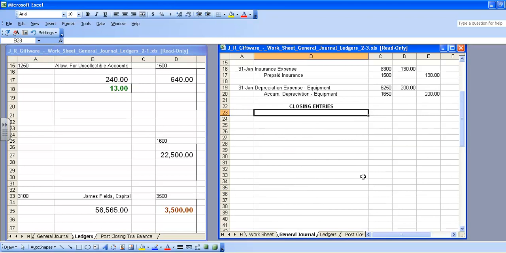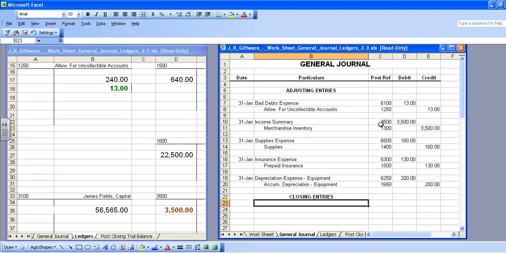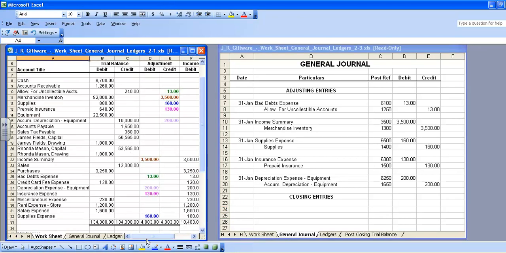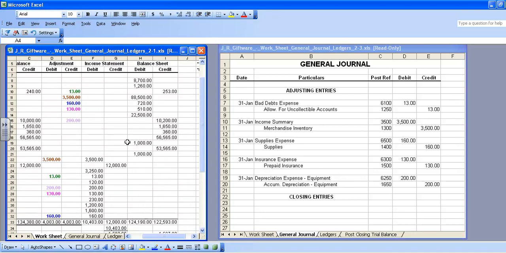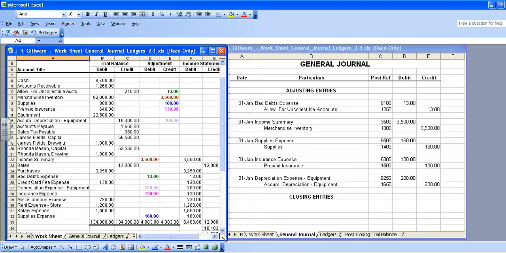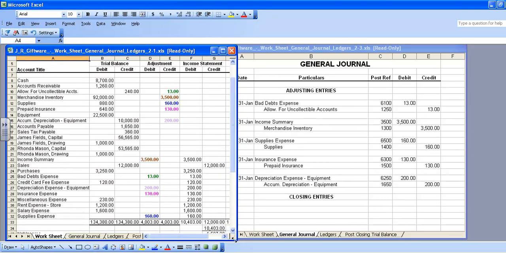Now the next step that we're going to do are the closing entries. Take note that I have put all of the account numbers in post reference for the adjusting entries as well. For the closing entries we need to go back to our worksheet, because that's where we're going to get the information from. We're going to get the information from the income statement columns and the balance sheet columns. I kind of need all of this.